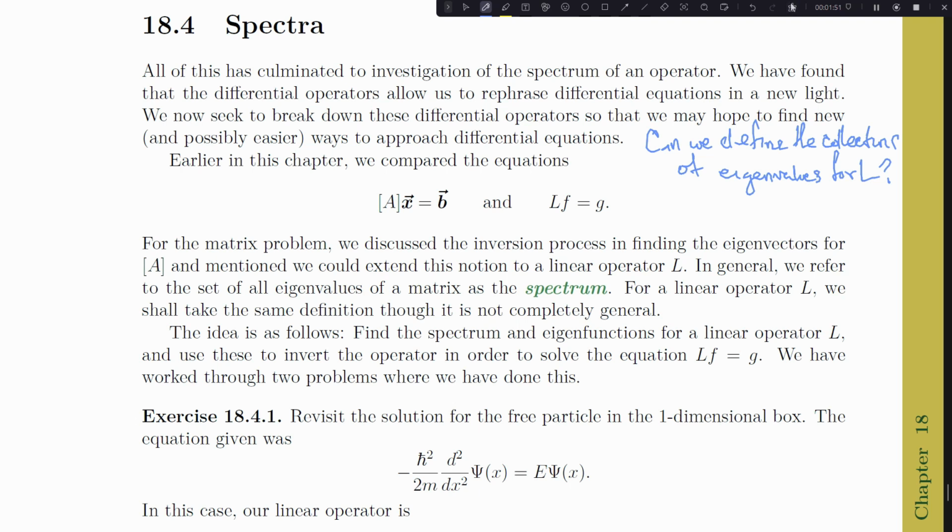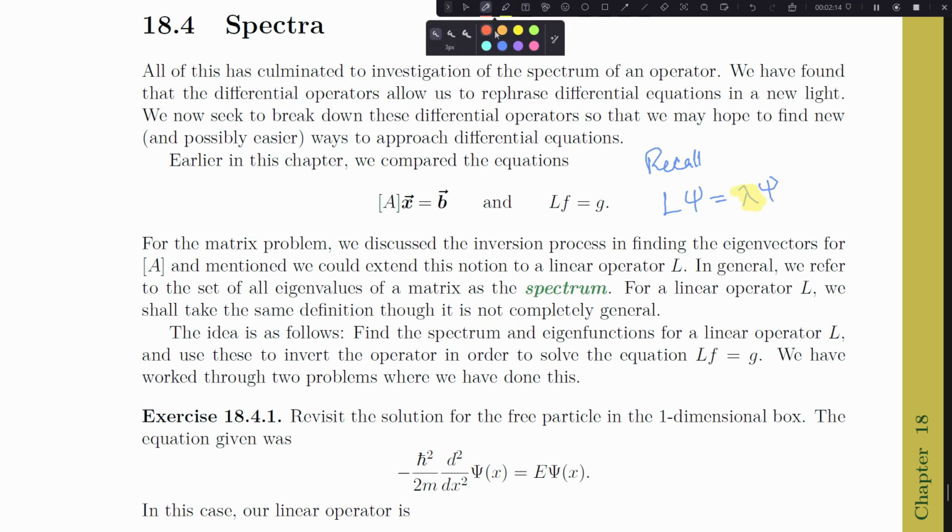And certainly we should be able to do that. Let's just recall what it would mean. Recall that we have an eigenvector, I'll call it psi, if under the map L, the linear operator L, I recover just a number, lambda, times psi, if lambda is just a number, usually complex. So if lambda is any complex number, then we have an eigenvector or an eigenfunction, psi, and we have an eigenvalue, lambda. That's what it means.